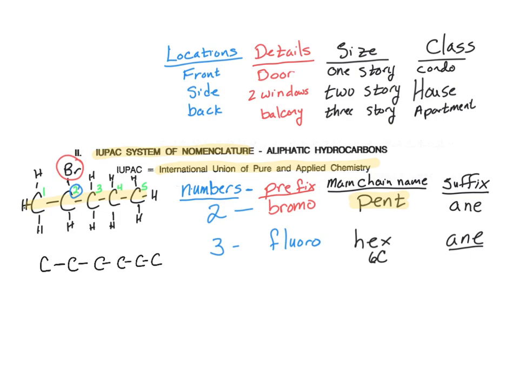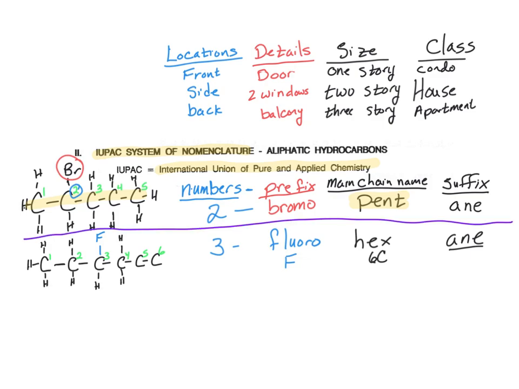Next, we put on a fluorine. Where we put it is on carbon number 3. We attach the fluorine, and now what we're left with is a whole carbon chain. This is the carbon skeleton. After that, we're going to add in the hydrogens to make sure that we have 4 bonds on each carbon. And that is our compound, 3-fluorohexane.